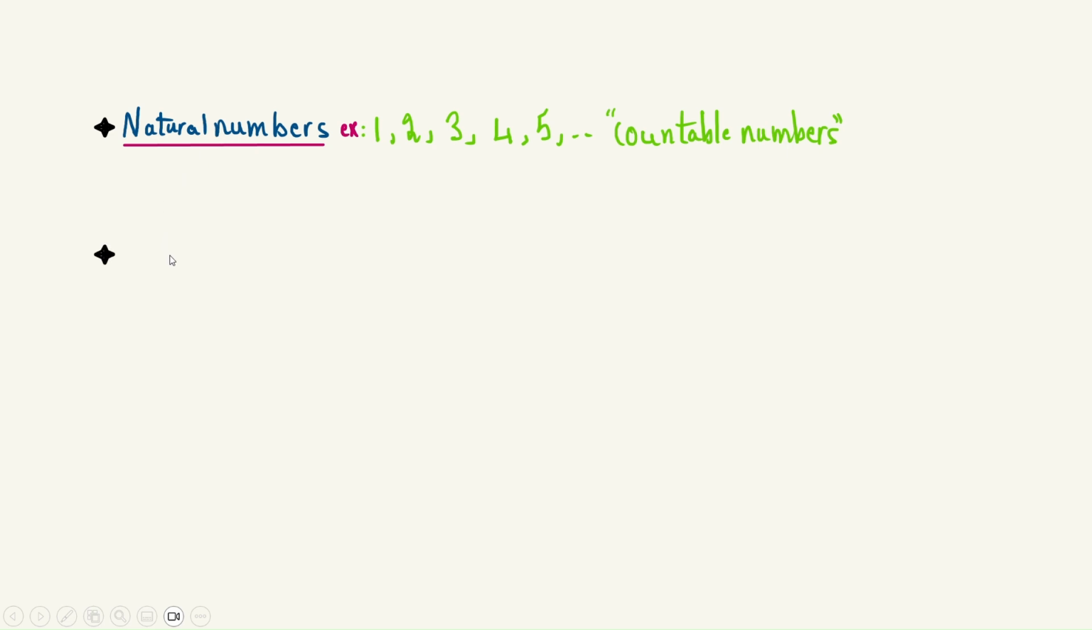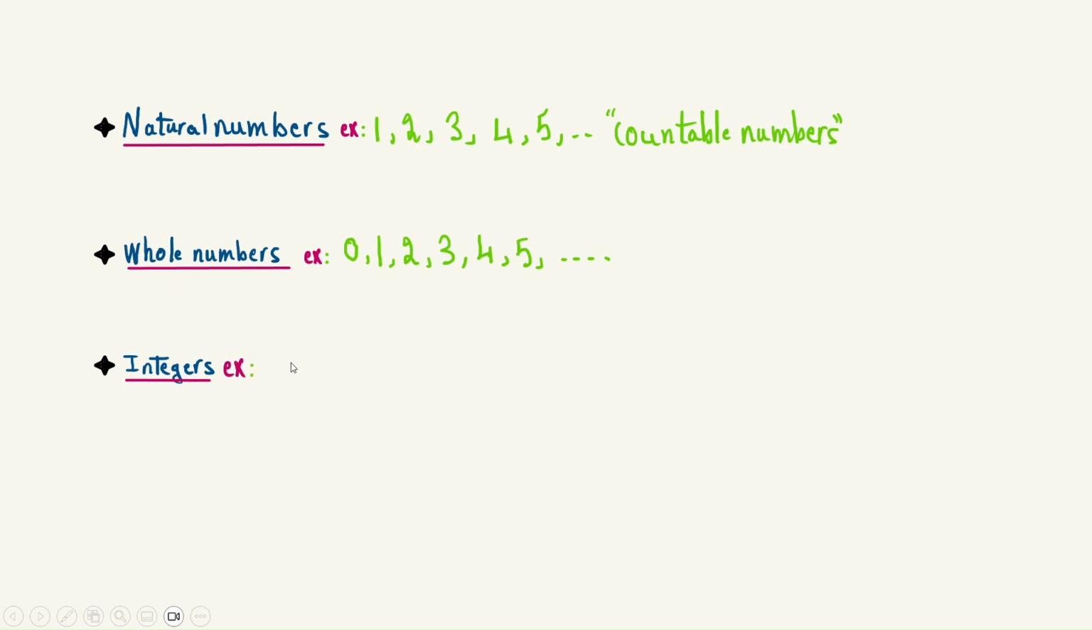Now, the whole numbers are the same as natural numbers, but including 0. So 0, 1, 2, 3, 4, 5, and so on. Integers. The integers are the negative and the positive whole numbers, like -5, -4, -3, -2, -1, 0, 1, and so on.